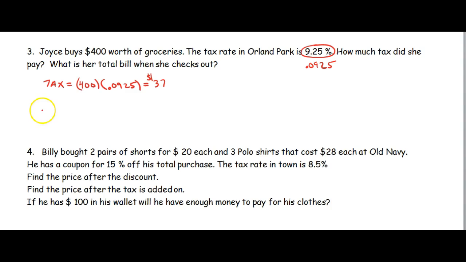Now, her total bill at the end, well, what do we do with the amount that it costs in sales tax? Well, we add them together. So we spent 400, we had $37 in taxes. So our total bill at the end would be $437.